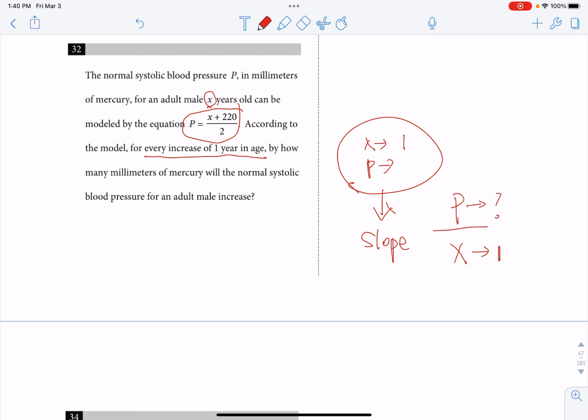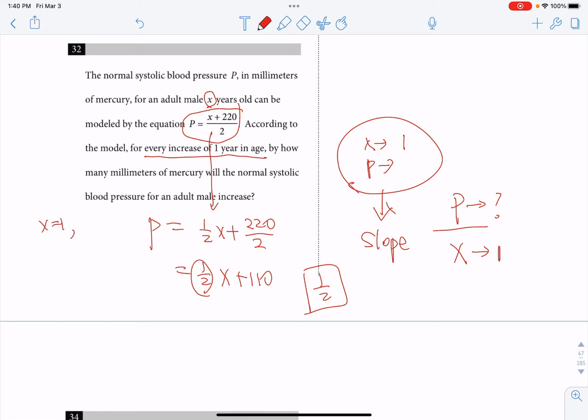If you rewrite this equation, P equal to 1 over 2 X plus 220 over 2, which means 1 over 2 X plus 110. The slope is 1 over 2 already. So if you understand the question as asking for the slope, then you can directly get the answer as 1 over 2. Or you can plug in values: X as 1, then what is P? When X increases by 1, which is 2, then what is P?